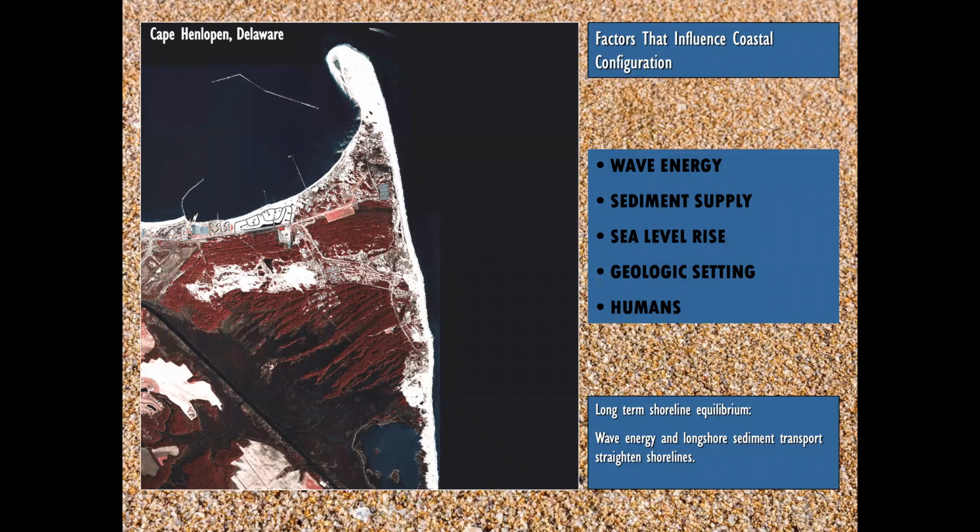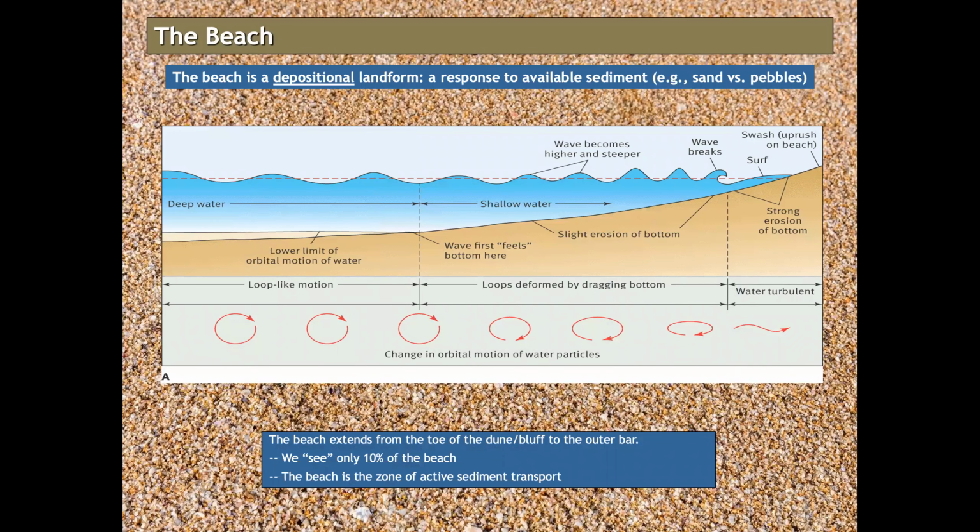Again, things that influence the coastal configuration, of course, are wave energy, how much sediment there is, and that sediment usually comes from eroded land and mountain material, the geologic setting, and of course, people. So here's the example. We only see a small percentage of the beach, but there are very specific stages. The beach is a depositional landform, and it basically responds to whatever available sediment there is. And beaches are made up of whatever material is available.